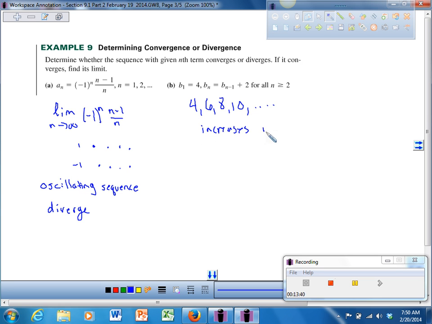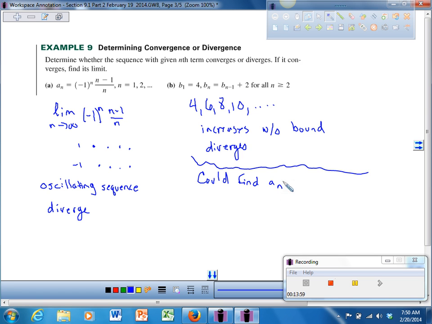We'll say it increases without bound, and it diverges. And I'll make a note that you could find your a sub n, your explicit definition, which is going to be 4 plus 2 times n minus 1. And then we could take the limit as n goes to infinity of that, and we would see that it approaches infinity.